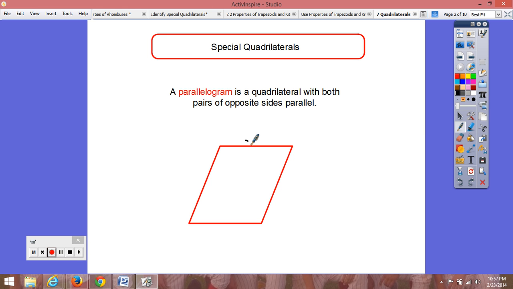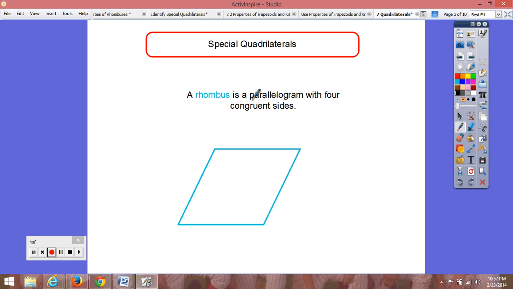So if we're going to mark this side is parallel to this side, and this side is parallel to this side. Our next one is a rhombus, and a rhombus is a parallelogram with four congruent sides. So if it is a parallelogram, this side is parallel to this side. Again, this side parallel to this one. And then the four congruent sides, need to mark that as well.